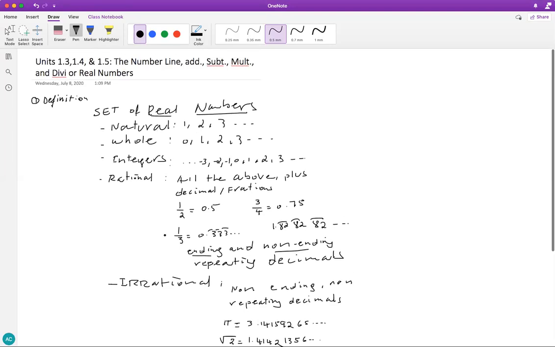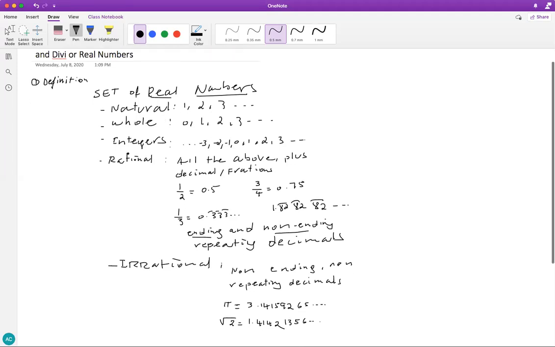It just means all these numbers, which are split into subgroups or subsets. Each one has specific numbers in it. So natural, 1, 2, 3, and whole numbers, integers, rational, and irrational. All these subgroups belong to or are in this group or set of real numbers.